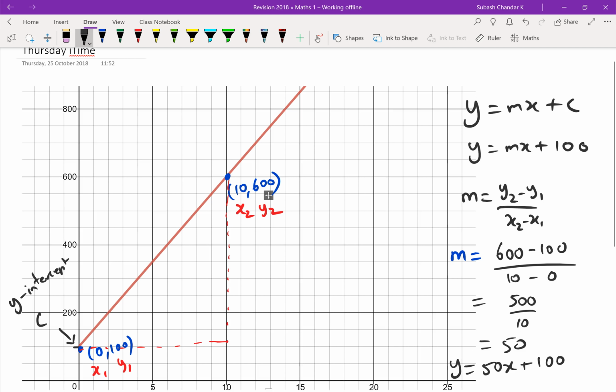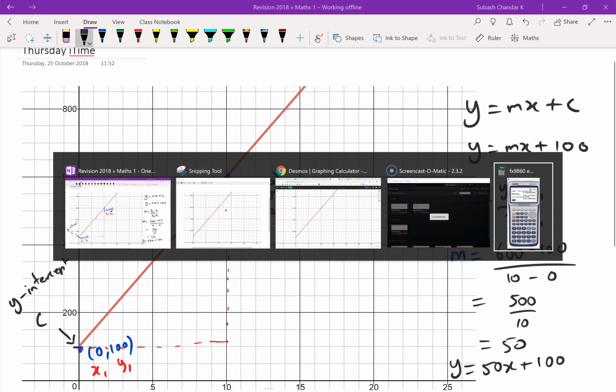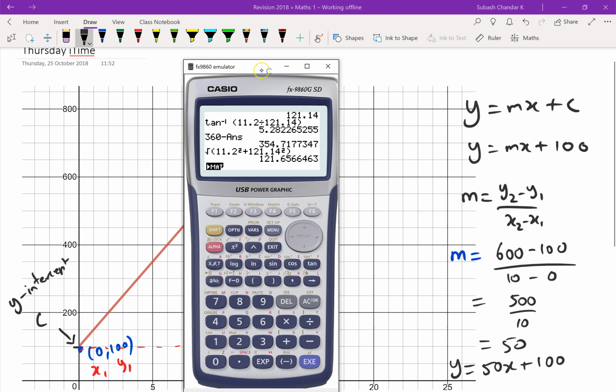I know you guys are taking pictures of this, but in Google Classroom, if you go to the link, you can actually access this document live. As I'm writing on it, it should pop up on your screens as well. But anyway, that's one way of doing it. If you have a graphics calculator, which is always a good thing to use to check.